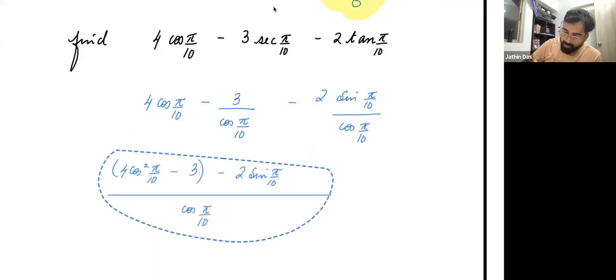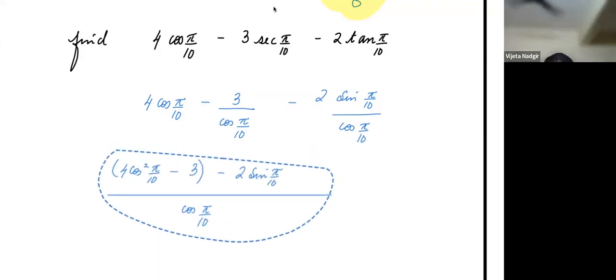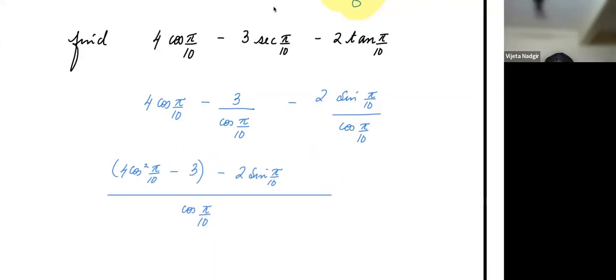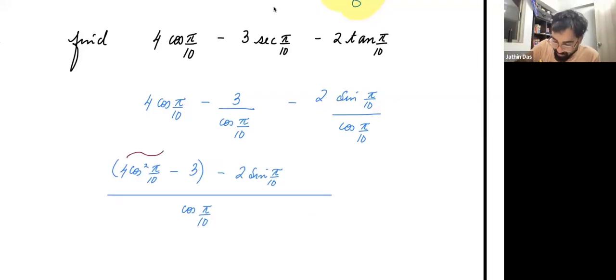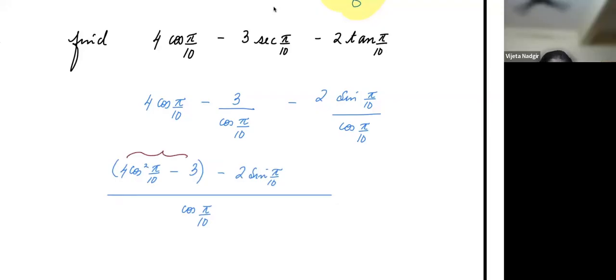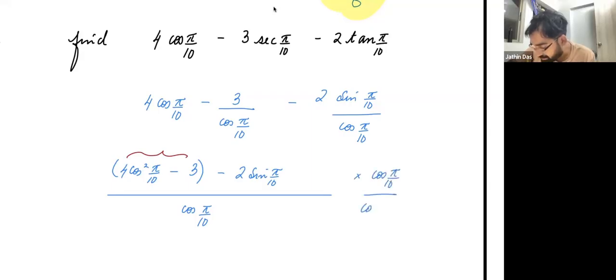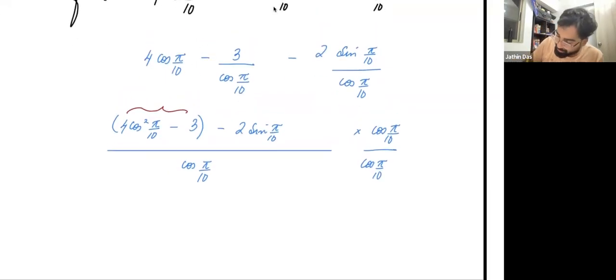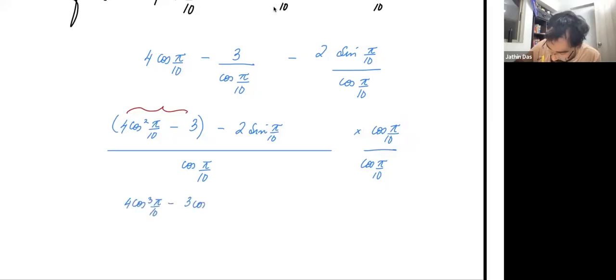Okay. Then what will you do? Think. Divided by cos pi by 10. Why? Good. Excellent. Because it's like the 4 cos cube minus 3 cos. Excellent. See, now you're getting the hang of this. So when you multiply this here, you will get 4 cos cube pi by 10 minus 3 cos pi by 10. And minus, this also will become an identity actually.